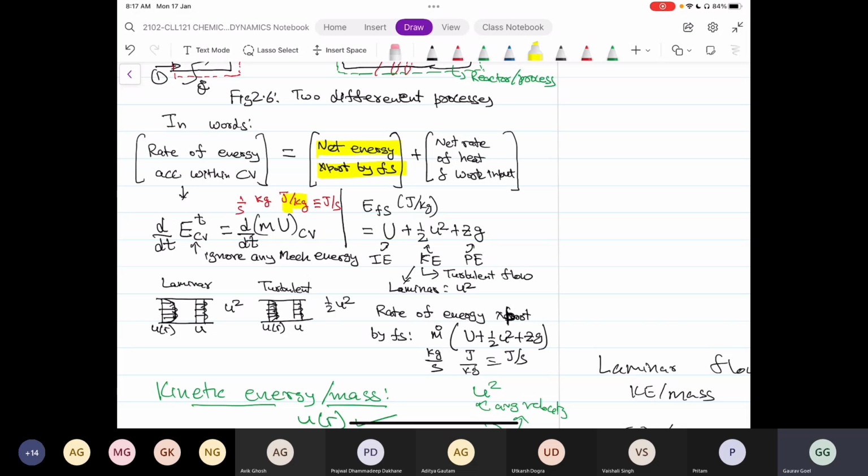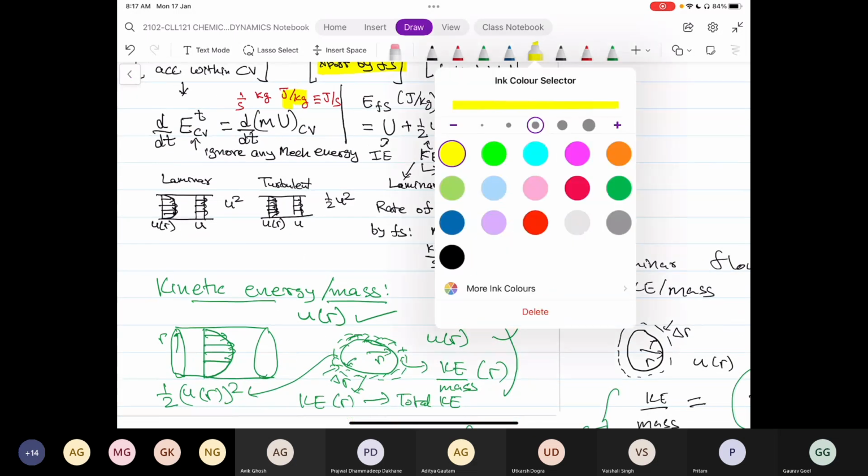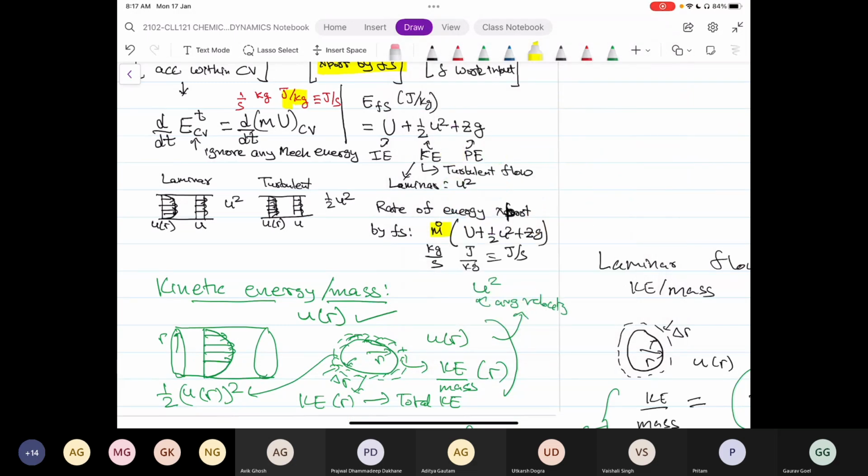I multiply that by the mass flow rate, which is kg per second. Multiply that by joules per kg, I get joules per second. That is the rate of energy transport by the flow streams, which basically means because of convection. Does that answer the question? Yes, sir, I get it. I missed that point. Okay.